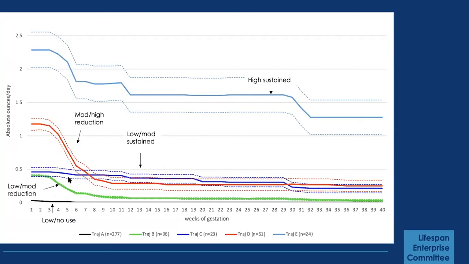And we had this divergence of trajectories where some women continued that in this low sustained group in blue, whereas some women had a pretty rapid discontinuation there in the low to moderate with reduction. We then had this moderate to high group who reduced alcohol early in pregnancy, and then this high, somewhat sustained group across gestation.